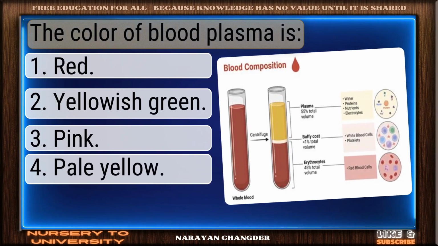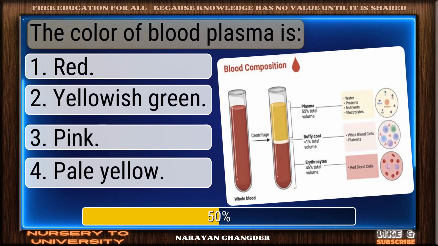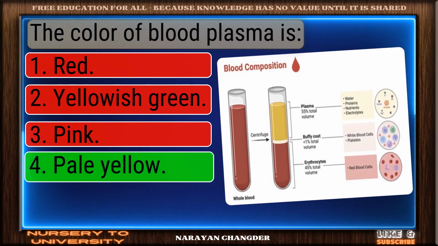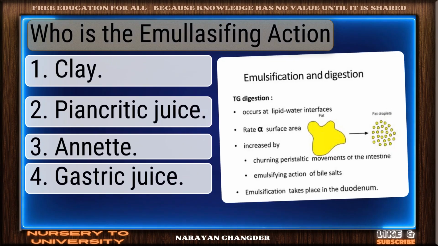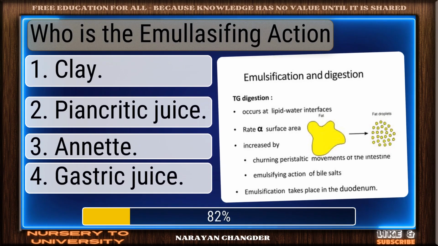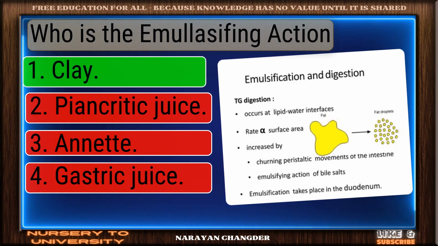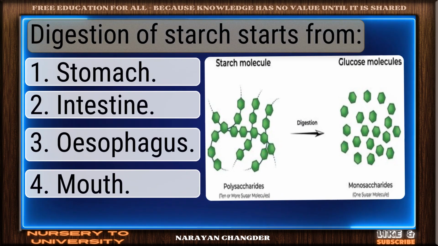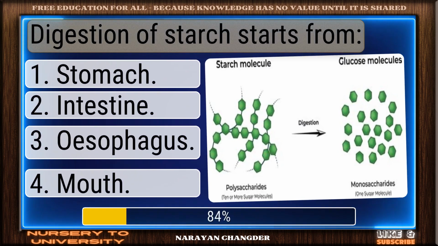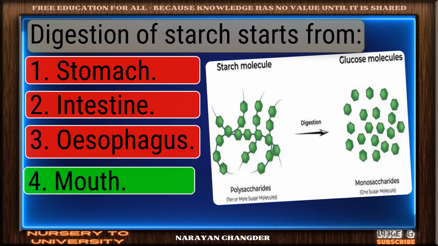The color of blood plasma is. Right choice. Pale yellow is best. Who does the emulsifying action? Valid point. Bile is true. Digestion of starch starts from. Right again. Mouth is valid.